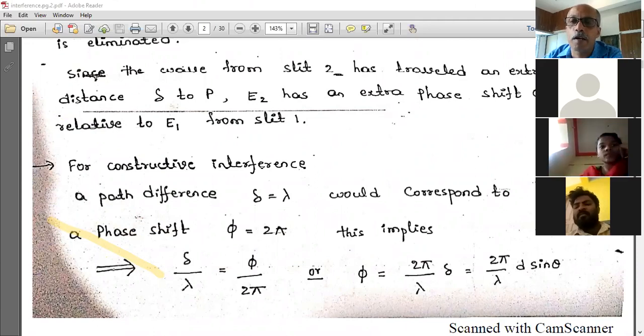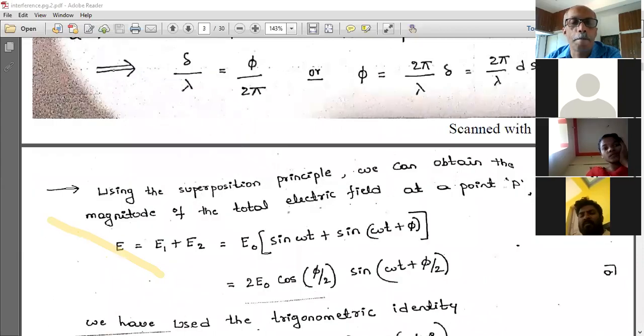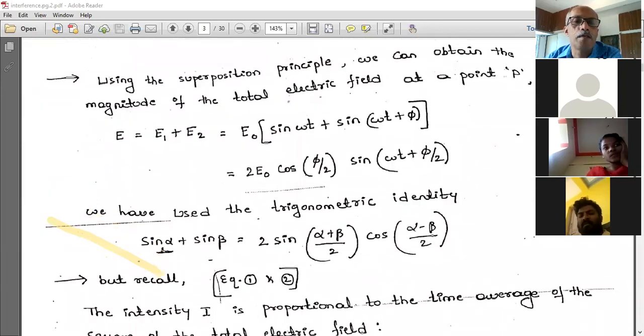Since the wave from slit 2 has traveled an extra distance delta that corresponds to the phase difference phi. There is a phase difference between E1 and E2, and that phase difference corresponds to a path difference delta. The general expression: phase difference is 2 pi by lambda times the path difference. From the figure, path difference is d sine theta. Delta is d sine theta, and therefore phi is equal to 2 pi by lambda into d sine theta.